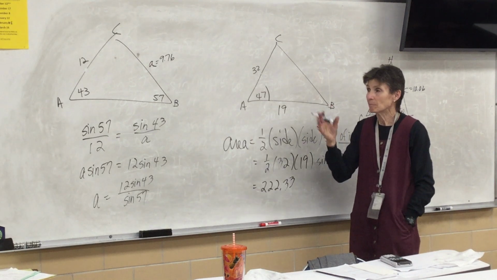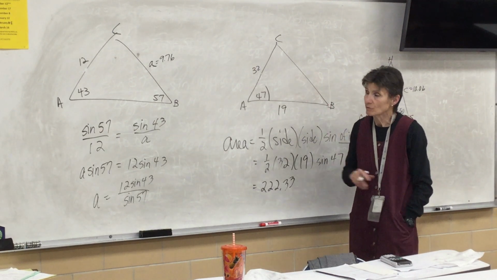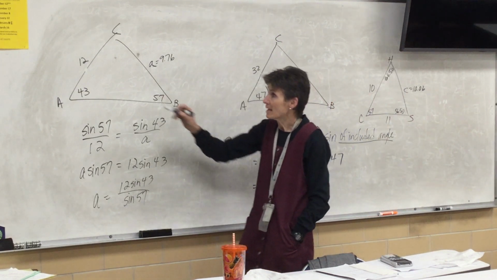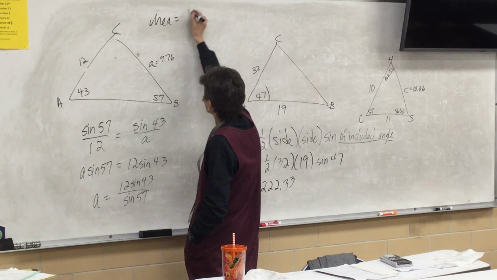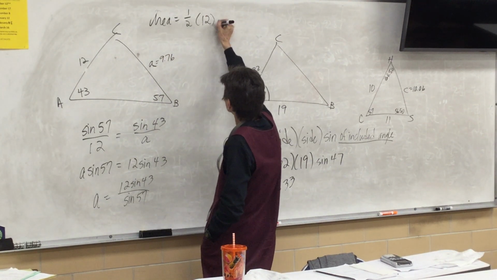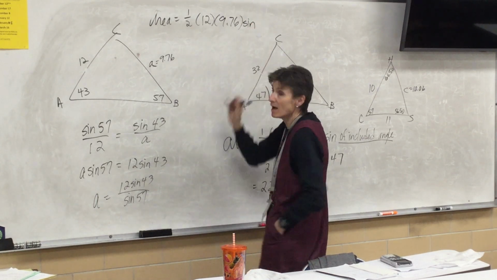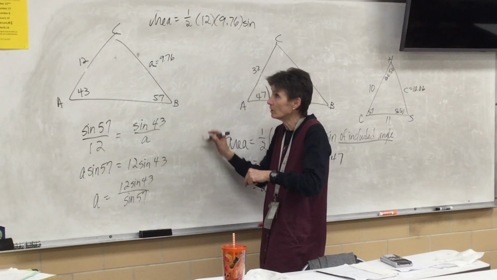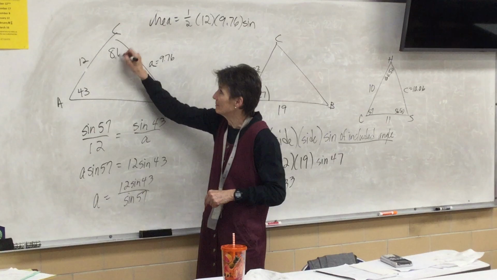Now that I have 9.76 on my triangle, now I can find the area because I have 2 sides. So the area is going to be 1/2 times 12 times 9.76 times the sine of the included angle, which is this one, which is 80.